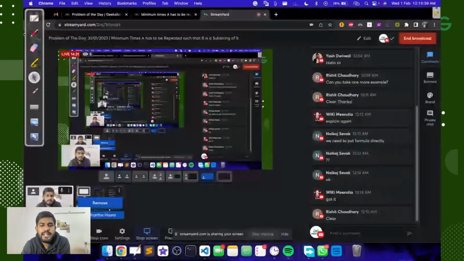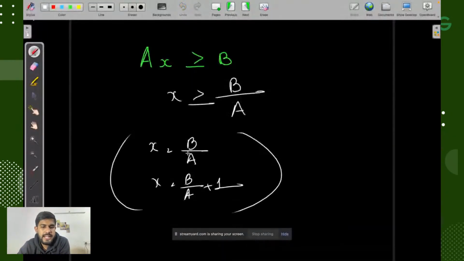Now the idea is very simple. We would find the value of size of b by a. And we would multiply a that many number of times and we would check if b is a substring of that a or not. Just this. How to check the substring?